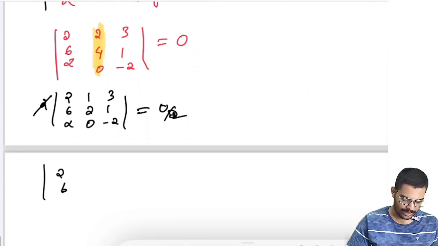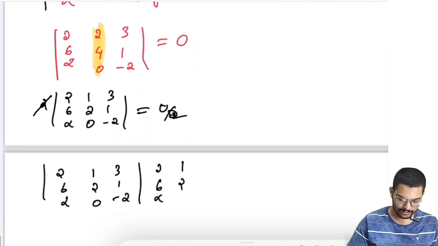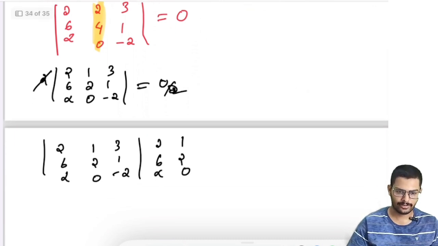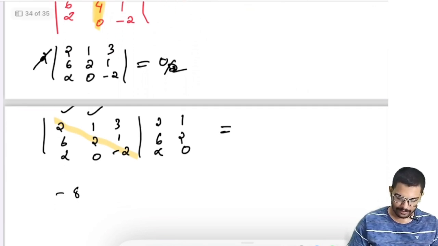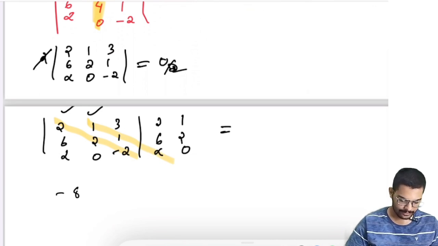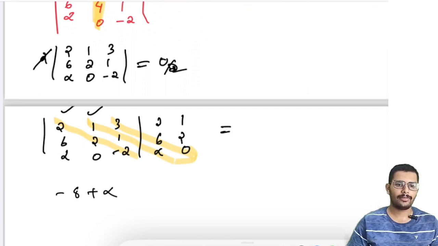Write 2, 6 alpha, 1; 2, 0, 3; 1, minus 2, and then repeat the first two columns. Then when you cross multiply, this will be 2 into 2 is 4, 4 into minus 2 is minus 8. Again, 1 into alpha will be alpha. Then here it will be 0 because we are multiplying with 0.